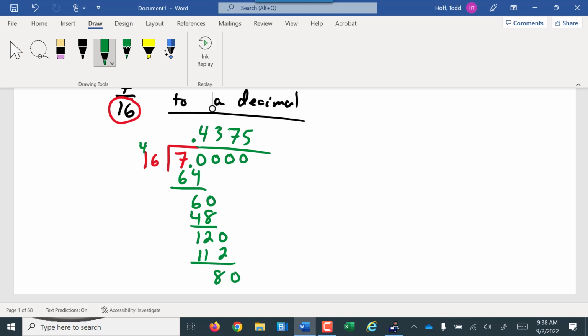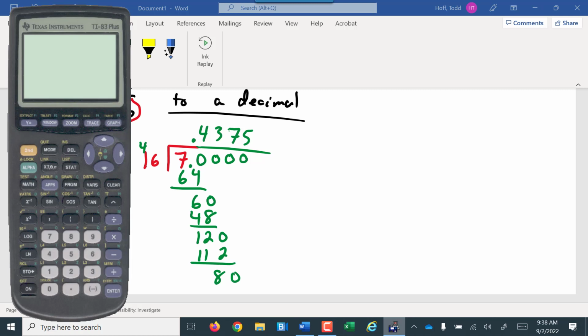With that said, I realize that at this point in life, you almost always do have a calculator on you. Your cell phone has a basic calculator at the very least. So something like this, rather than having to do it out by hand, you would just do, for 7/16, the numerator of 7 divided by the denominator of 16 to get 0.4375.